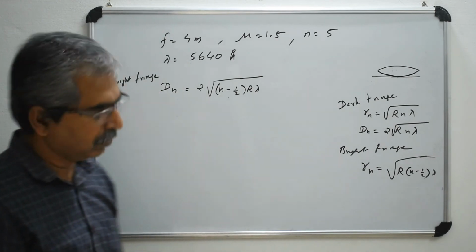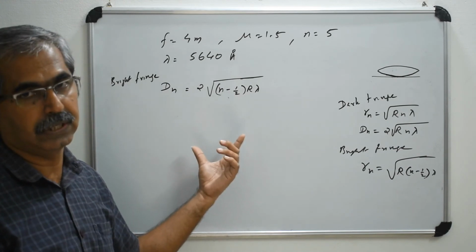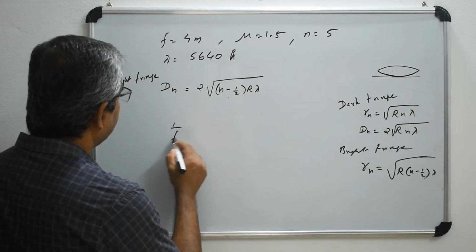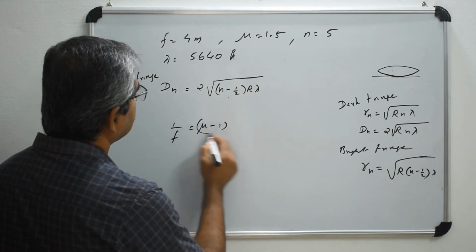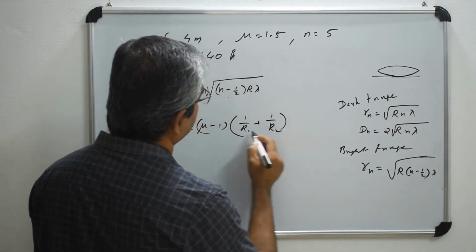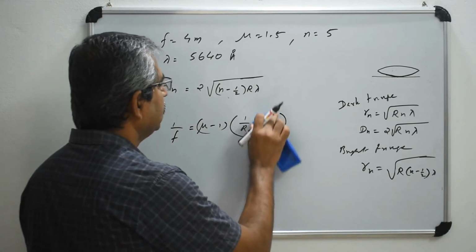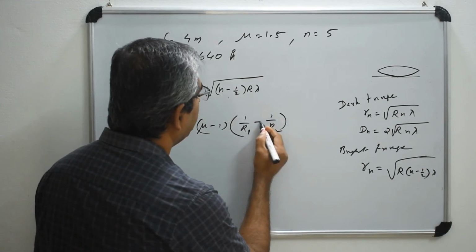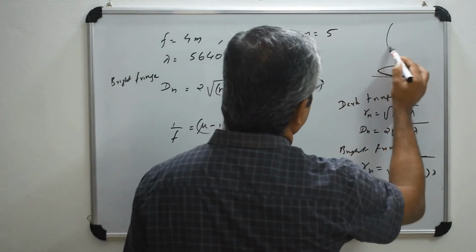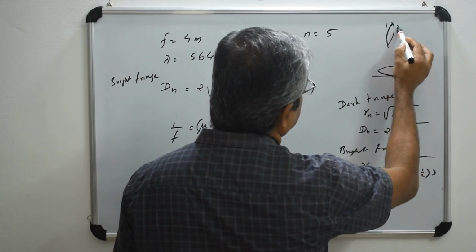Then to find the radius r, we have to use the lens maker's formula, the equation for the convex lens. That is 1 by f is equal to mu minus 1 into 1 by r1 plus 1 by r2, isn't it? If you are not using the sign convention, then it will be minus 1 by r1 minus 1 by r2, where this is the first surface and this is the second surface.